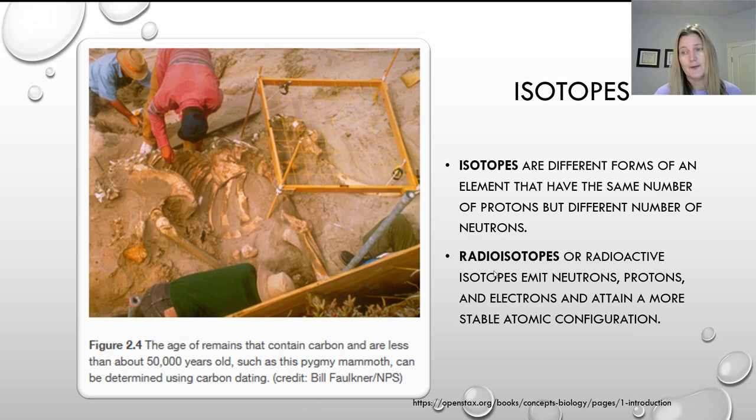So radioactive isotopes will slowly decay over time. And most of them don't happen really fast. So it takes a long time for carbon-14 to decay to nitrogen-14, for example. Okay.